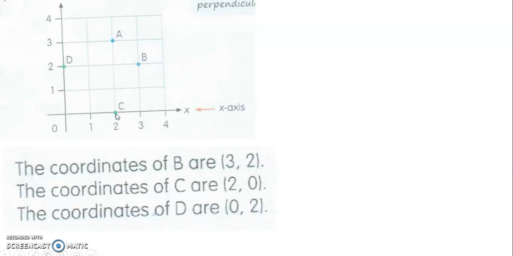And it lies along the y-axis at the point 0. This is the point C. If we go along to reach the y-axis, we will reach the point 0 here. The coordinates of D, where is D? It's here, right? It lies on the y-axis, so it's 0 here on the x-axis, and it lies on the y-axis at the point 2. So we say the coordinates of D are 0, 2. 0 on the x-axis, 2 on the y-axis.